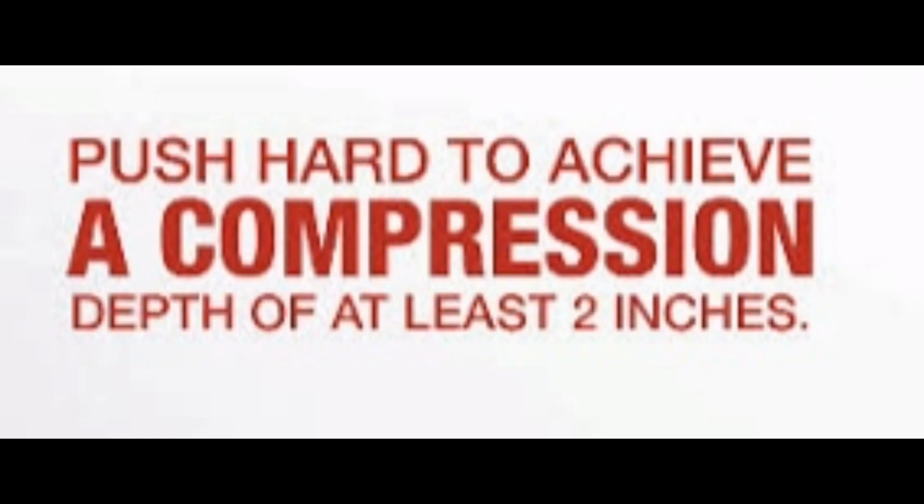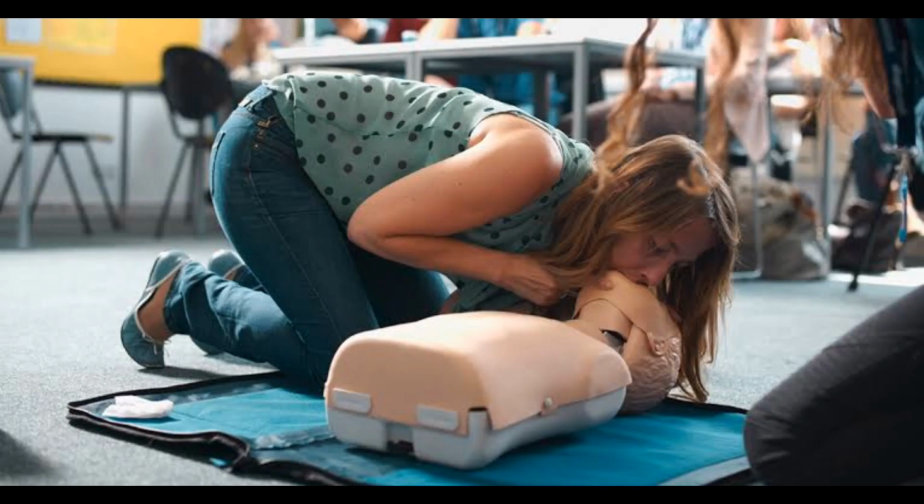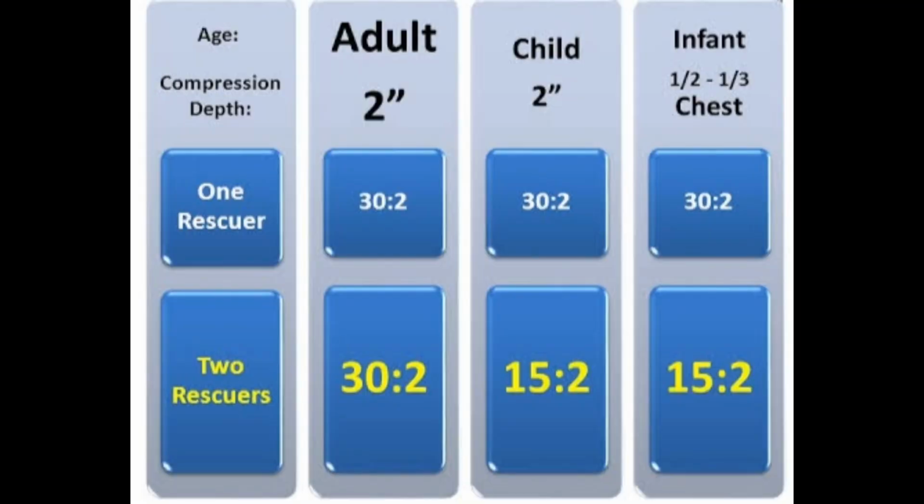Push hard and fast. The frequency of compression must be 100 to 120 compressions per minute, and you must give proper and effective breaths. If there is one rescuer, then the ratio of compression to ventilation must be 30:2. And if there are 2 rescuers, the CPR must have a compression to ventilation ratio of 15:2.